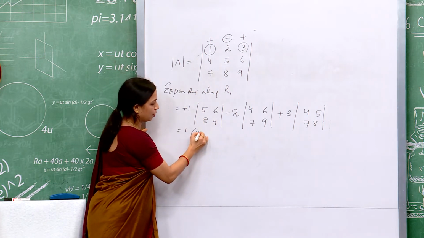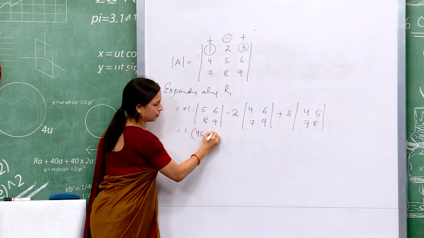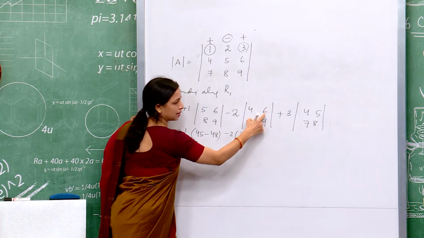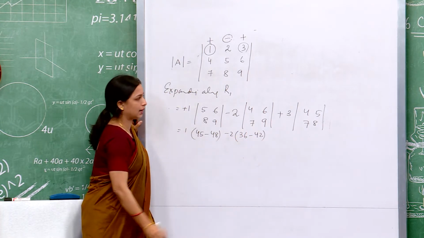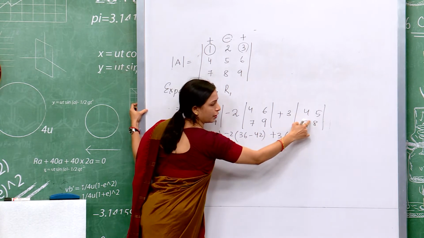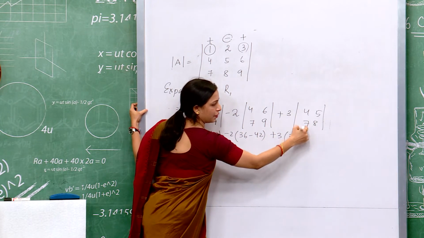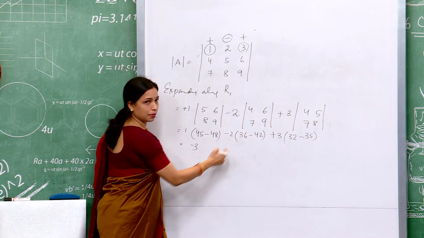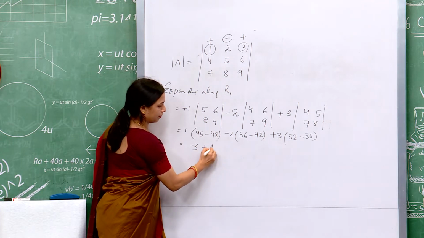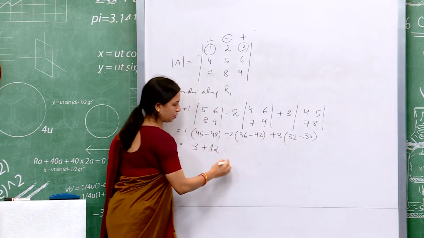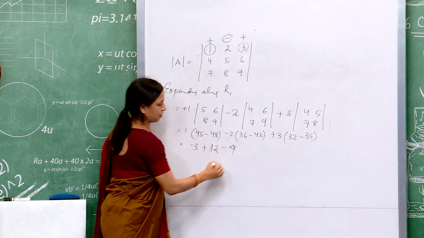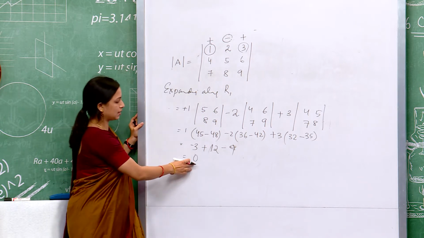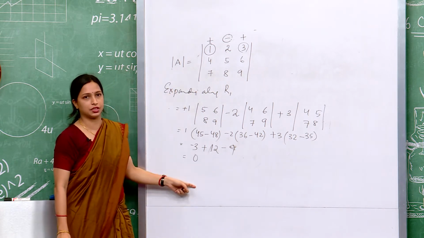So 5 into 9, 45, 6 into 8, 48, right? Similarly, 4 into 9, 36, 6 into 7, 42, right? Again, 4 into 8, 32, minus 5 into 7, 35, right? So we get minus 3, this is minus 2 minus 6, so plus 12, and this is 3 into minus 3, minus 9, right? So the resultant is 0, right? So this is the value of the determinant.